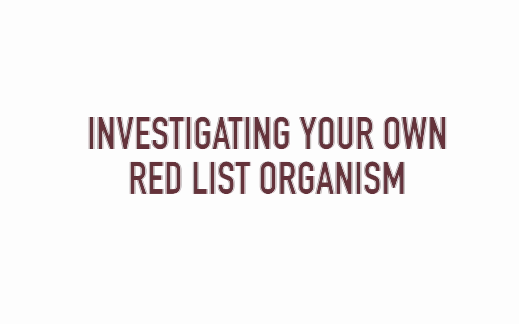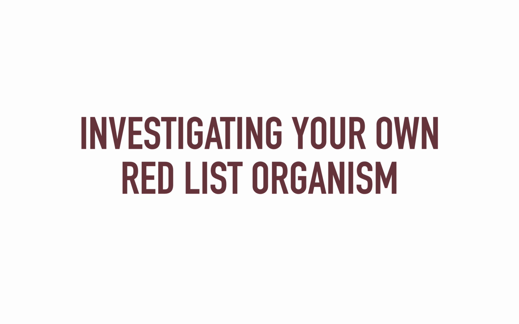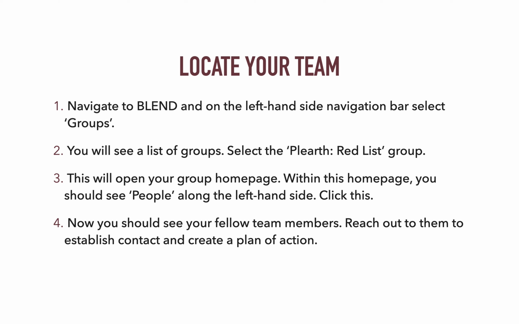To investigate the global impact, you and your team are going to choose an organism from the Red List to learn more about and present your findings to the class. First, you will need to determine who is on your team. Navigate to Blend on the left, and on the left-hand side navigation bar, select Groups. You will see a list of groups from all your classes. Select the one labeled Plurth Red List. This will open your group's homepage.